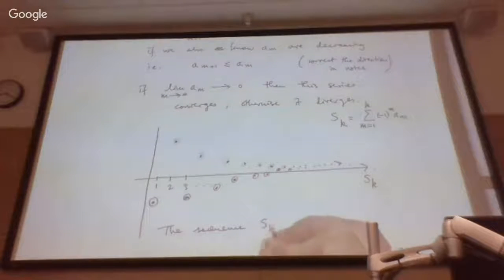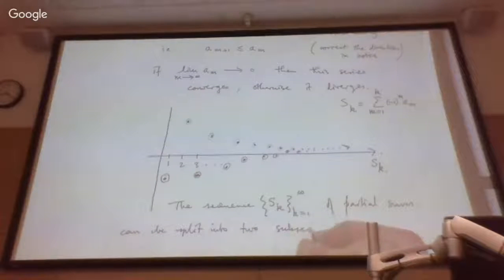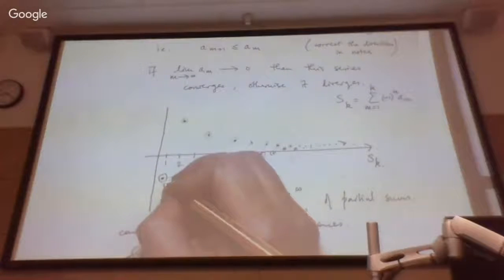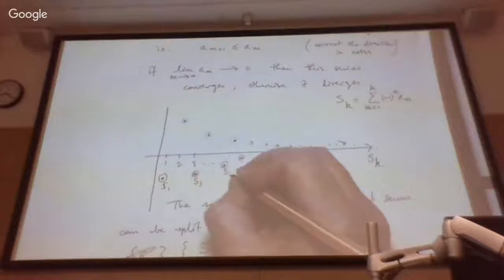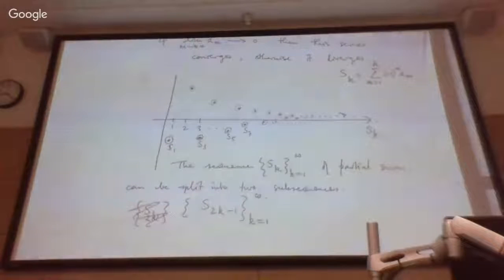So the sequence S_k of partial sums can be split into two subsequences. And these two subsequences are S_{2k-1}, for every k equals 1 to infinity. So that goes through all the odd ones. So that's S1 there. This is S3, S5, S7, and so on. All the odd partial sums are the ones that occur after a negative step.